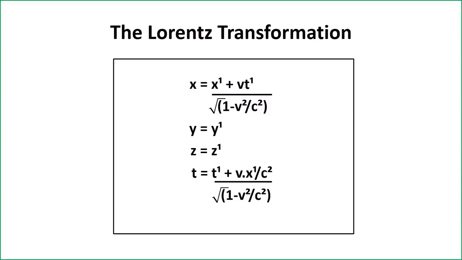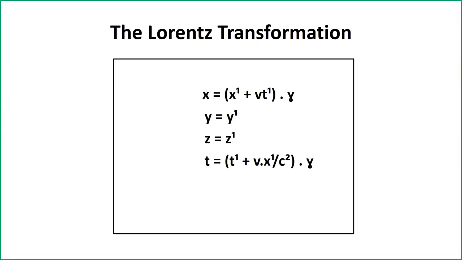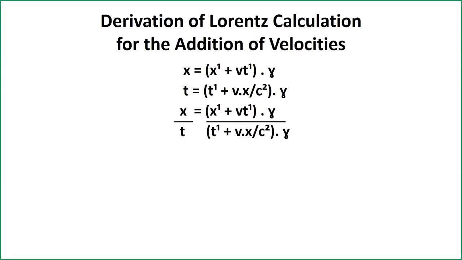As we are attempting to calculate the values relative to the K coordinate system, it is convenient to use the inverse Lorentz transformation. We will adopt the convention of making gamma equal to the Lorentz factor. So the transformations can be written like this. As the first step in the derivation, we can simply write down the transformations for x and t. We are trying to calculate velocity, so as an interim step, we divide x by t. The gammas will then cancel out.